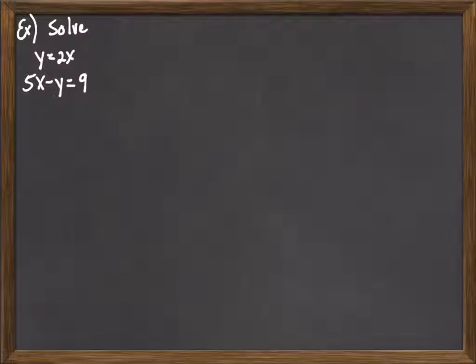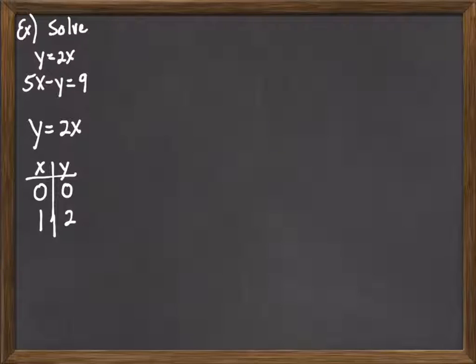Okay, welcome back. In this video, we're going to continue to look at solving systems by graphing. Here we have the equations y equals 2x and 5x minus y equals 9. So we begin, we're going to want to graph our two equations and then look for the point where the two lines cross, if there is one.